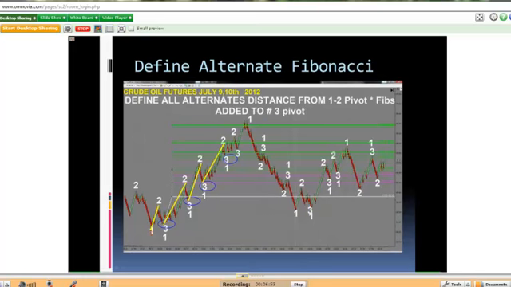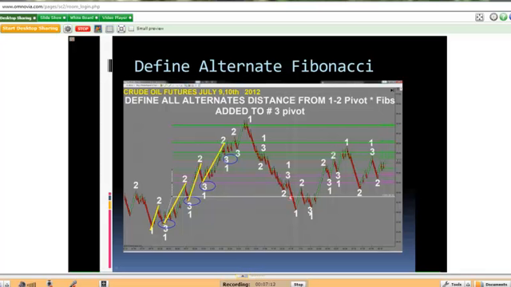The last type of Fibonacci projection that we use is called an alternate. Alternates are useful. It takes the distance from the number 1 to the number 2 pivot, and then it waits until the number 3 pivot, or the retracement pivot, is actually established. And then it projects Fibonacci levels out into the future.